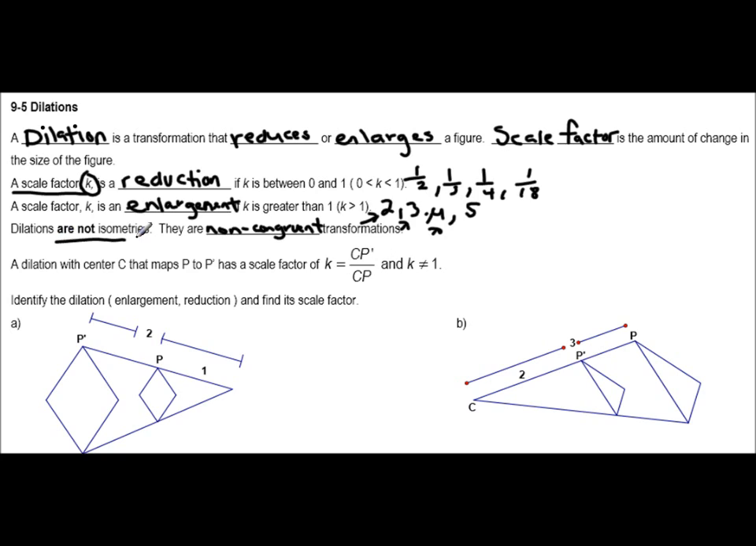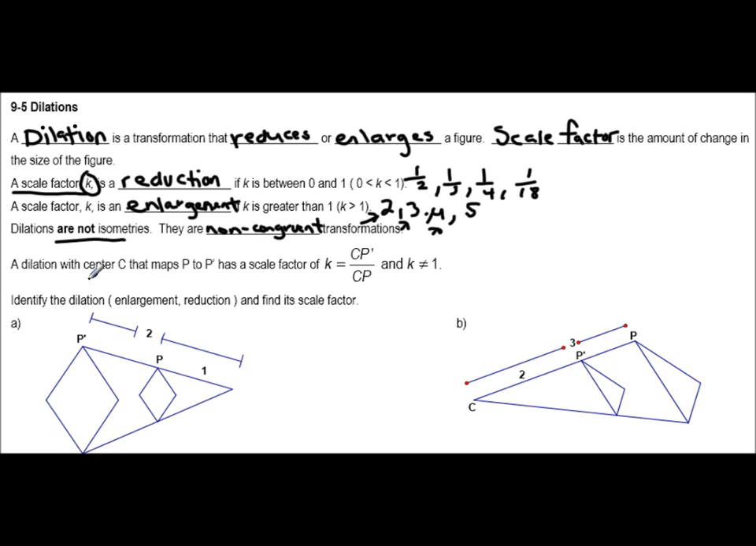Dilations are not isometries. Remember, an isometry is a congruence transformation. It means that after we've transformed it, the image is exactly the same size and shape. And clearly, if a dilation is a reduction or an enlargement, then it won't be the same shape or same size. So they are non-congruent transformations.